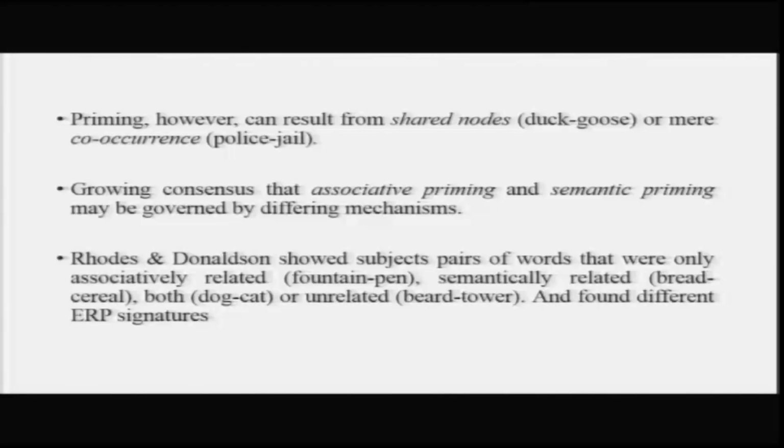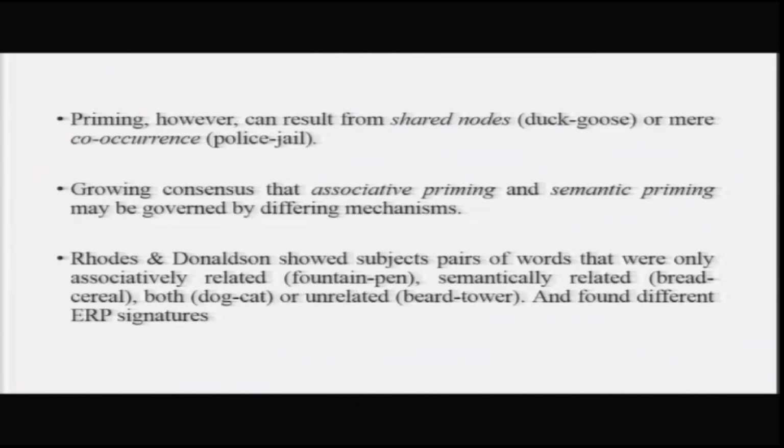Priming, however, can also result from shared nodes or mere co-occurrence. Say for example, fountain pen or police jail. The police or jail, for example, is still slightly semantically related as well, but fountain and pen are not semantically related at all. But because they are mentioned so many times together, because they co-occur so many times together, they are basically in that sense related to each other. Okay, they get linked, the nodes get shared in the semantic network mainly by co-occurrence.